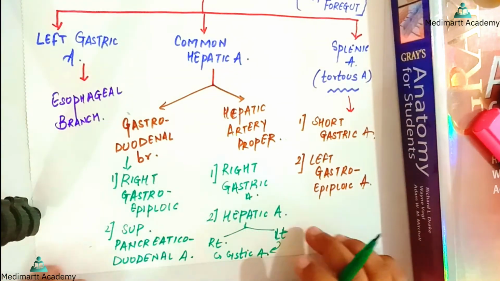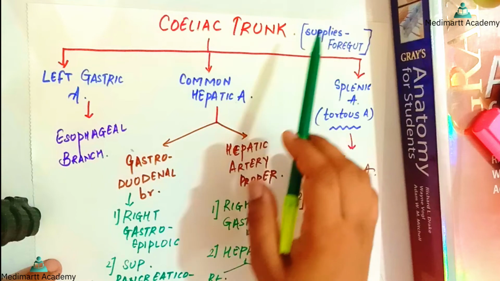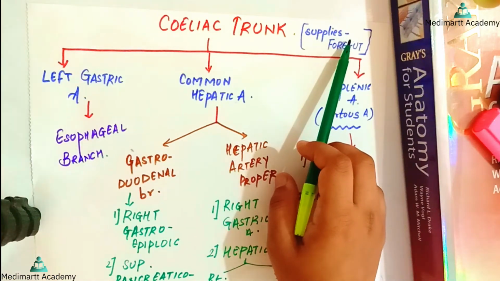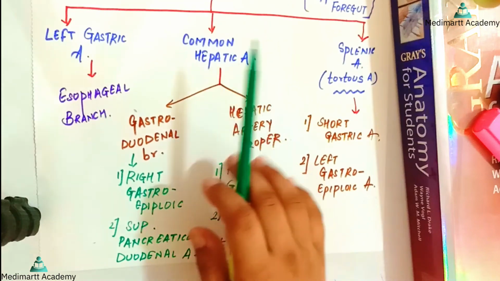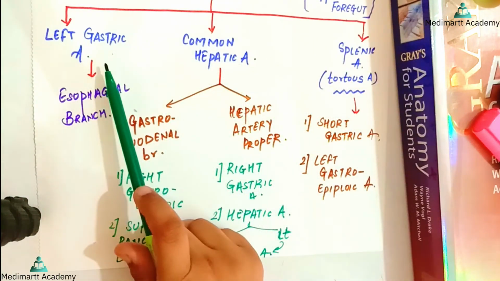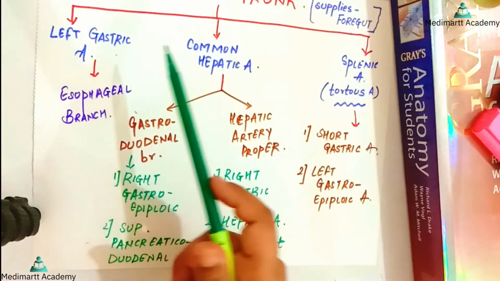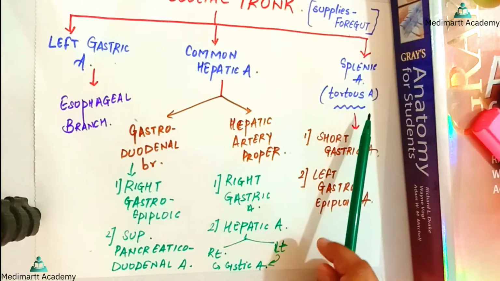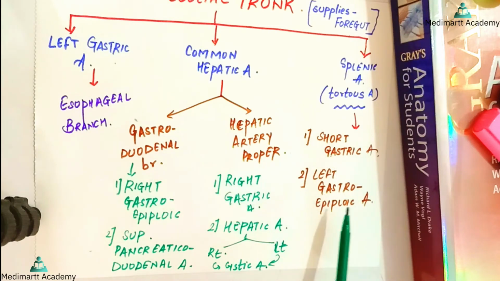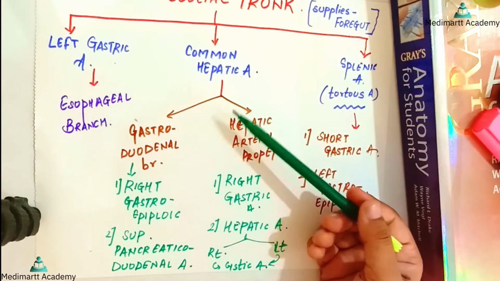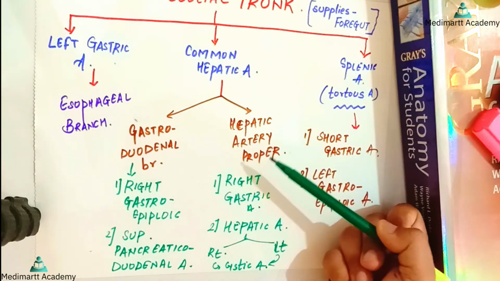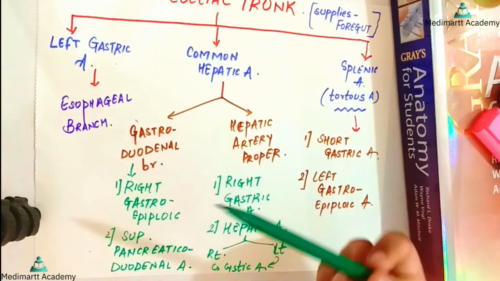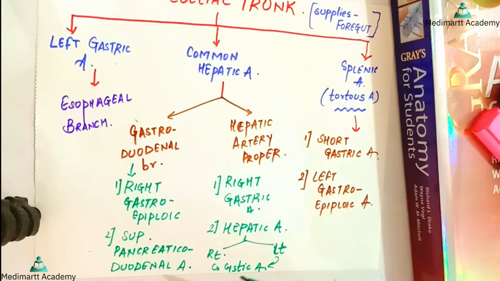So this is the celiac trunk. Let me revise it. The celiac trunk supplies the foregut, which extends from the esophagus to the major duodenal papilla of the duodenum. It has three major branches: left gastric artery, common hepatic artery, and splenic artery. The left gastric artery is the principal arterial supply for the stomach and also gives one branch, the esophageal branch. The splenic artery is tortuous, and it gives two branches: short gastric artery and left gastroepiploic artery. The common hepatic artery gives two branches: gastroduodenal and hepatic artery proper. The gastroduodenal artery again has two branches: right gastroepiploic artery and superior pancreaticoduodenal artery. And the hepatic artery proper has the right gastric artery and right and left hepatic arteries, which then branch into the cystic artery.